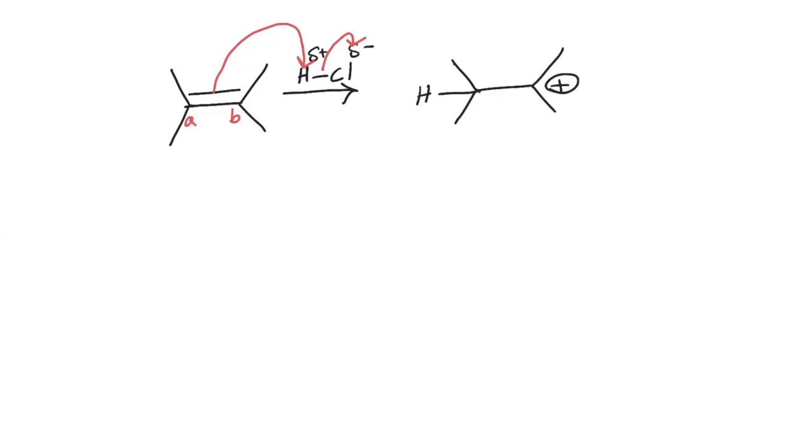So these two electrons, this sigma bond, was previously the pi bond between A and B. So the pi bond breaks, and both electrons form a sigma bond with the hydrogen. Now the other carbon, in this case B, will have 3 bonds and a positive charge. So a carbocation forms. Any questions so far?